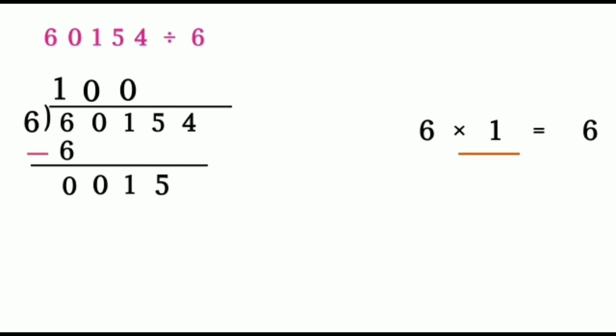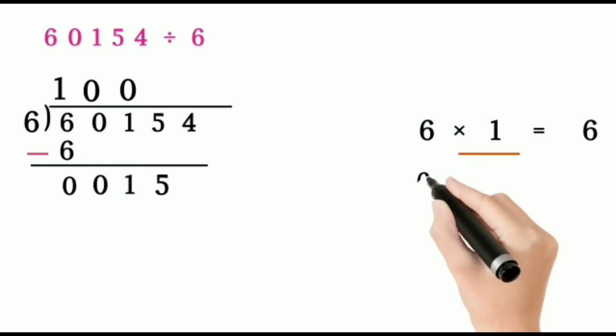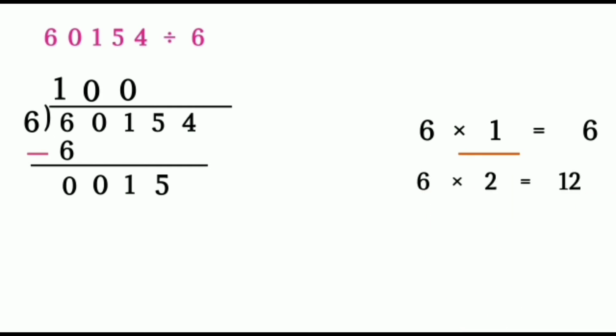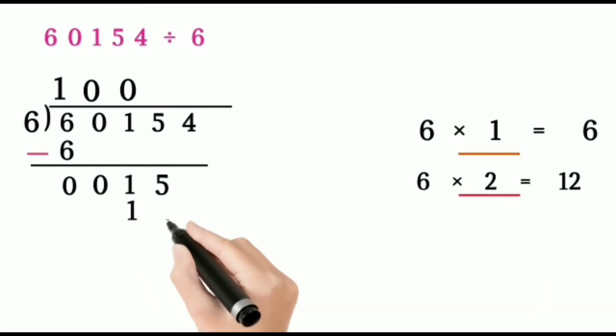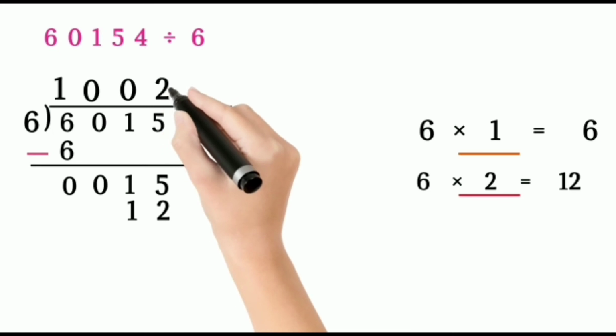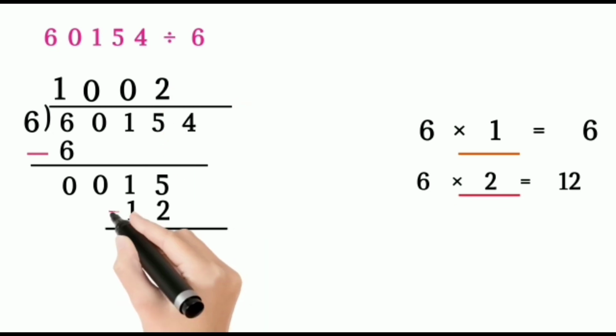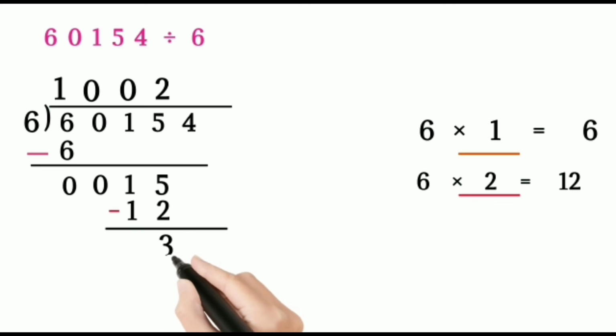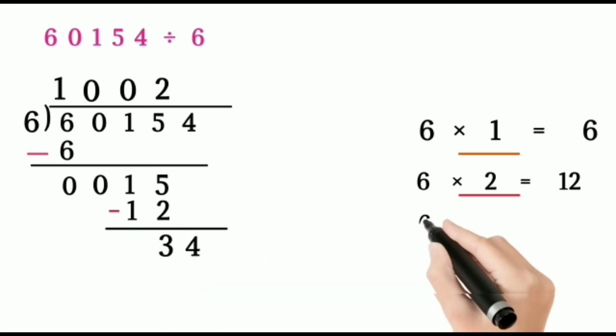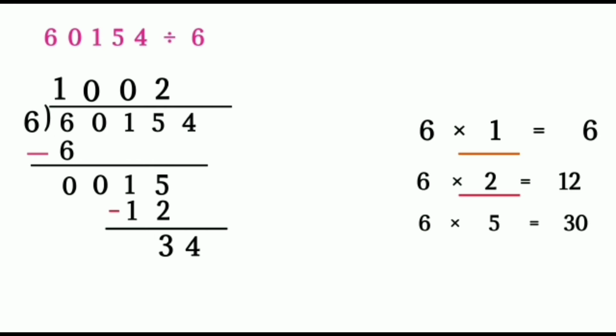Now we get 15. Here you can bring down two digits together. Whichever method is used in your text, you should follow that. Otherwise you can do like this also. How many 6s can we take from 15? 6 2s are 12. Then write 2 in the quotient and 12 below 15, then minus. We get 3. Bring down the last digit, that is 4.